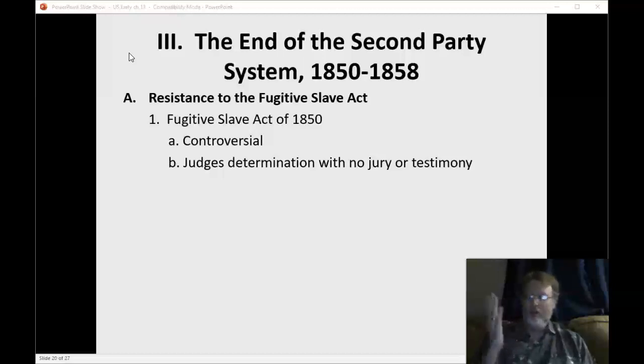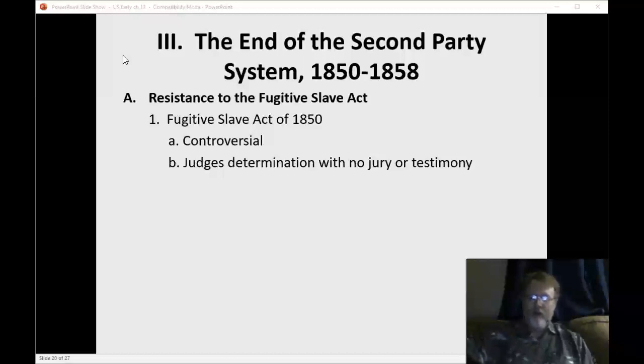If you can look these up on the internet, in most cases they look like just some generic black man. Could literally have been 1,000 different guys. And these federal judges decide this, and they usually decide against the African American man. Occasionally a woman, although 90% of fugitive slaves captured were men.